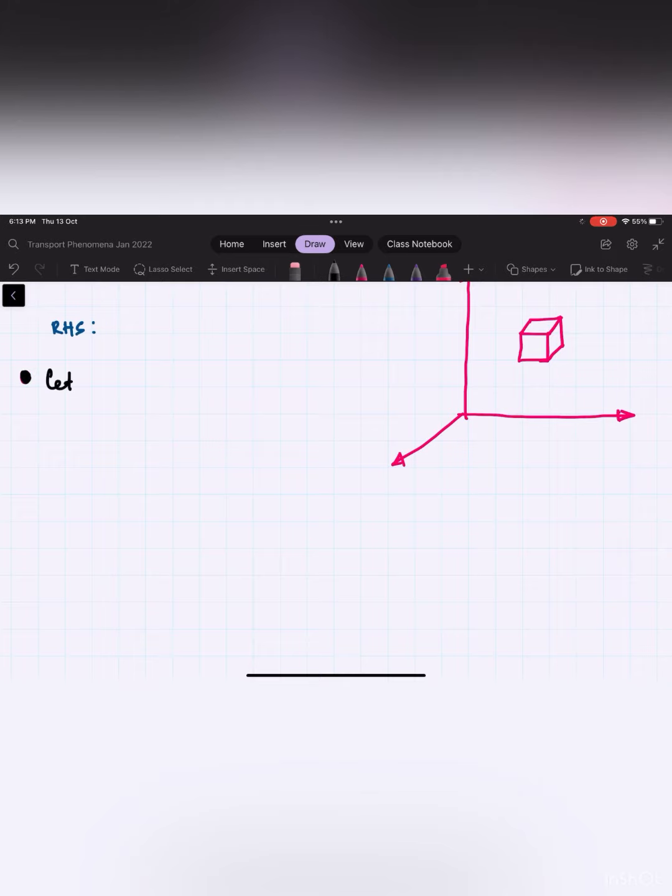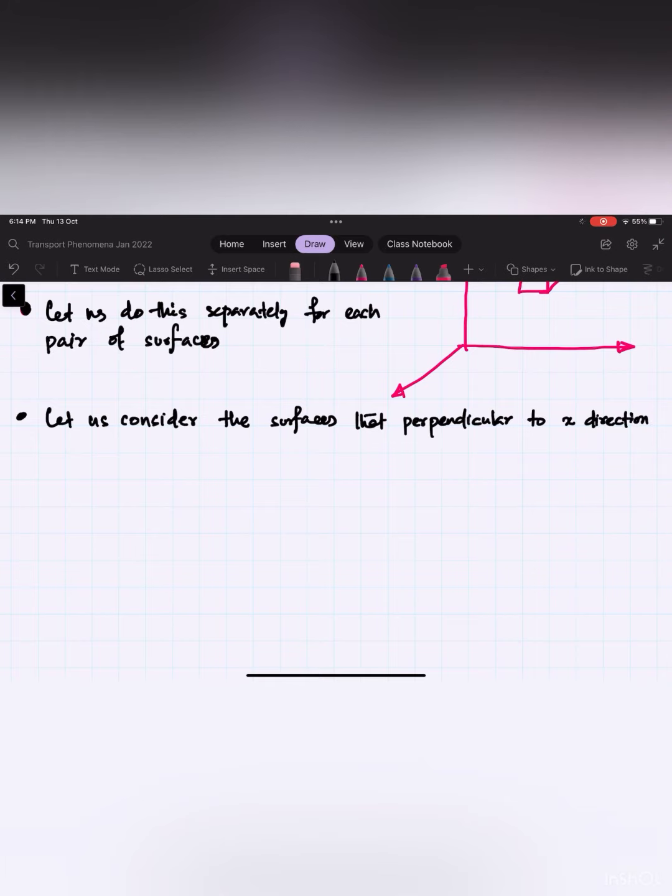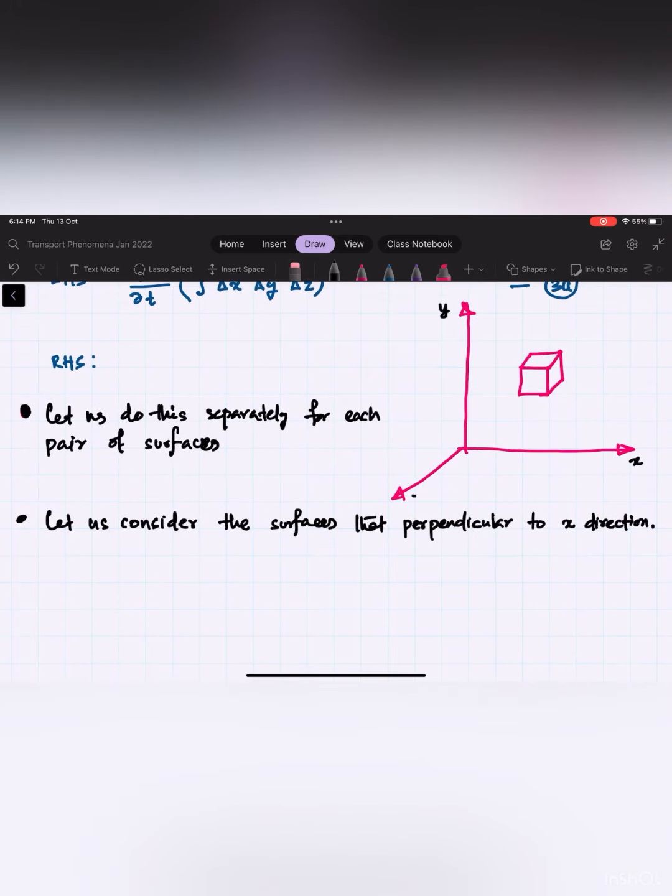So let me first write down what I just told you. Let us do the right hand side separately for each pair of surfaces. We have 3 pairs of surfaces. Some mass is coming into a certain surface and going out of a certain surface. So first let us consider the surfaces which are normal, or perpendicular, to the x direction.